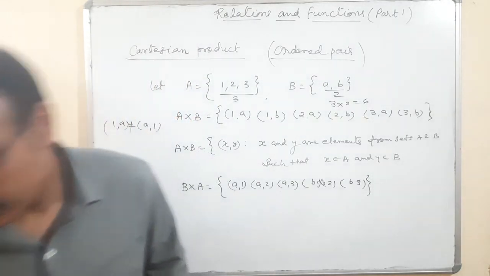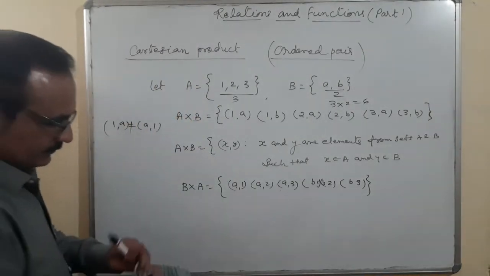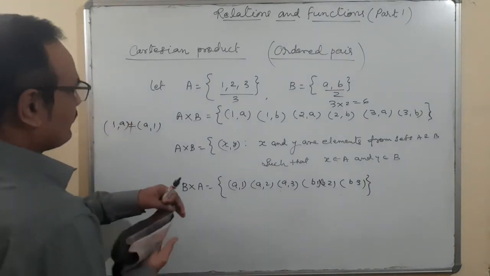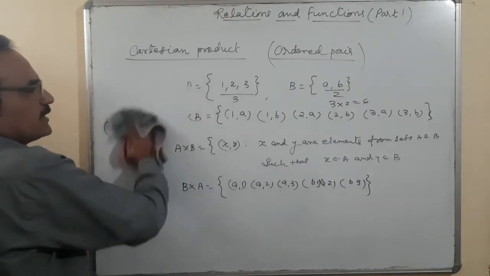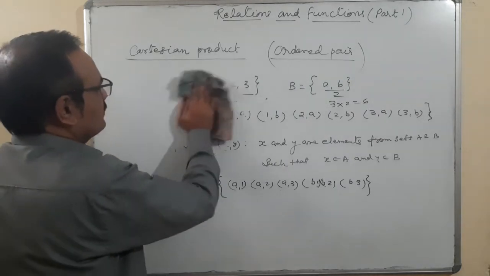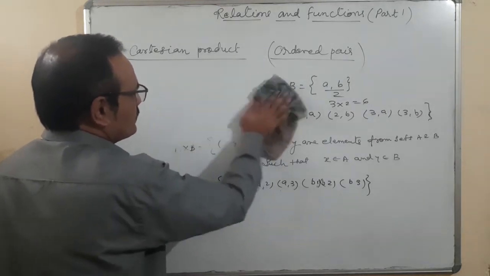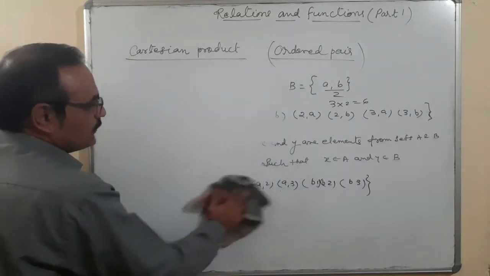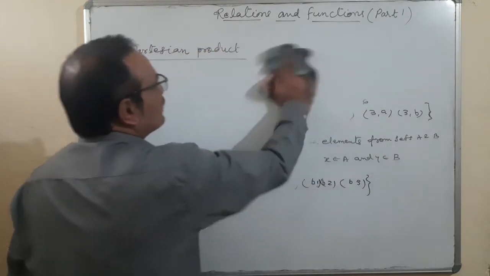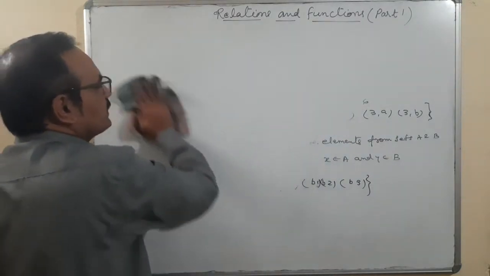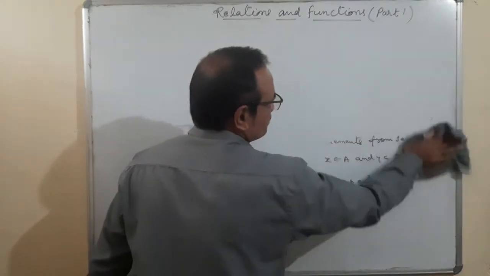Understood? So you can understand the definition like that. Elements are arranged in order from the sets. It is not necessary that we use only 2 sets; 3 sets are also possible. But we have to maintain their order.